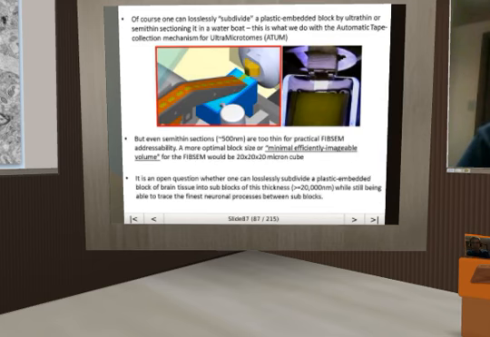Of course, one can losslessly subdivide plastic embedded tissue by ultra-thin sectioning it, although that, as I said, is not particularly reliable because it's so thin. Even if you were to jump to thicker sections, let's say 500 nanometers, they are too thin for practical FIB-SEM addressability. A more optimal block size, or minimal efficiently imageable volume, for the FIB-SEM would be a 20 by 20 micron cube. Let me pause for a second, see if I can explain this.